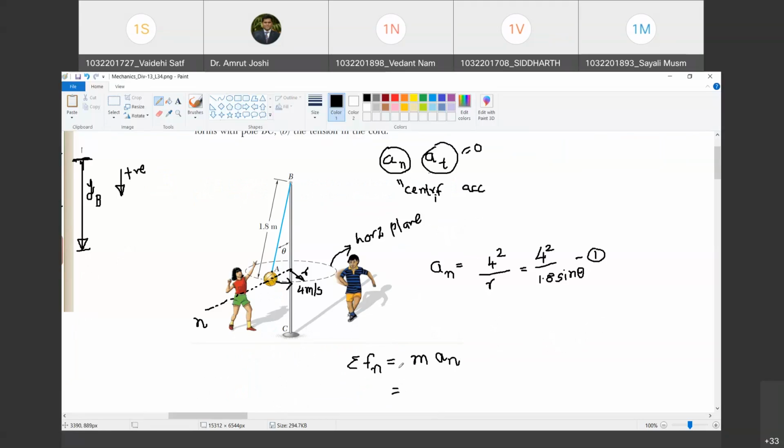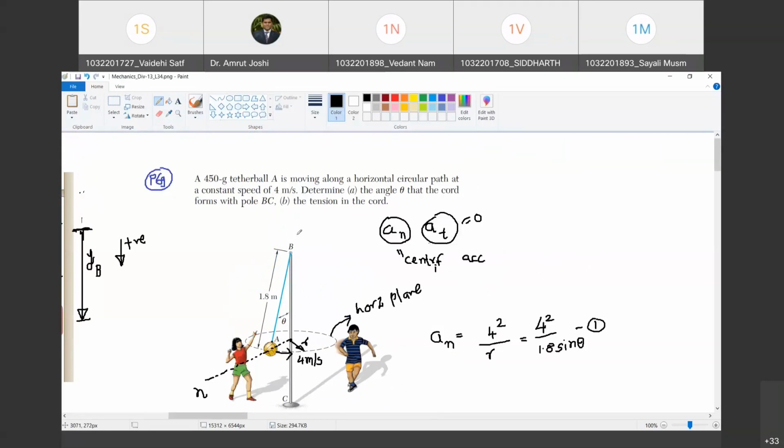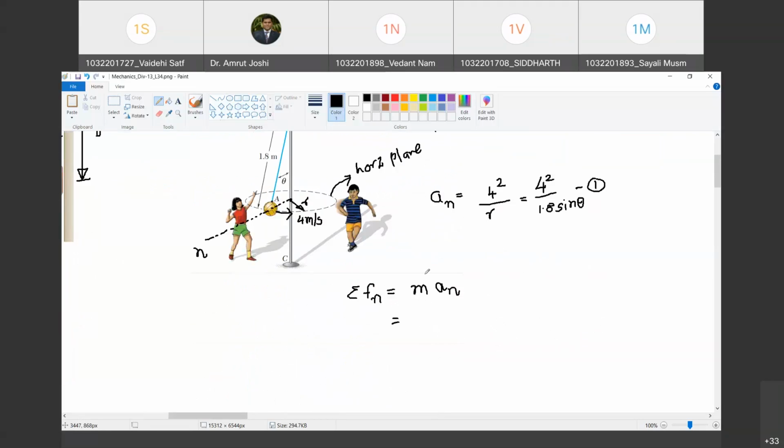Now what is mass? Tell me. Mass is given as 450 grams. So we will convert it into kg so that it is 0.45 kg. Are you with me? Yes, sir. We will have mass in kg and accelerations in meter per second square so that forces will be in newtons. Are you with me? Yes, sir. So 0.45 kg multiplied by AN, which is 4 square upon 1.8 sine theta.